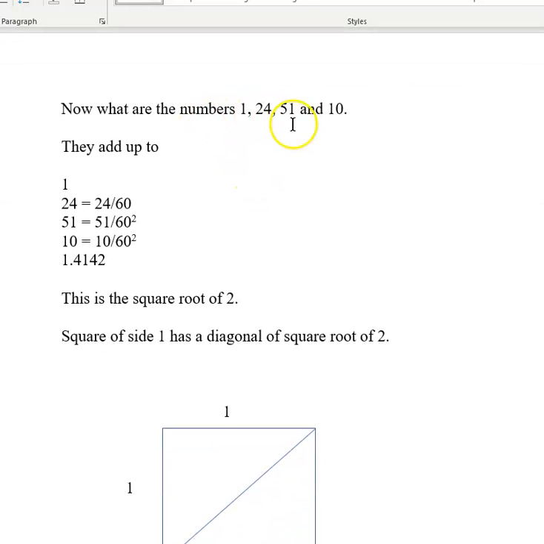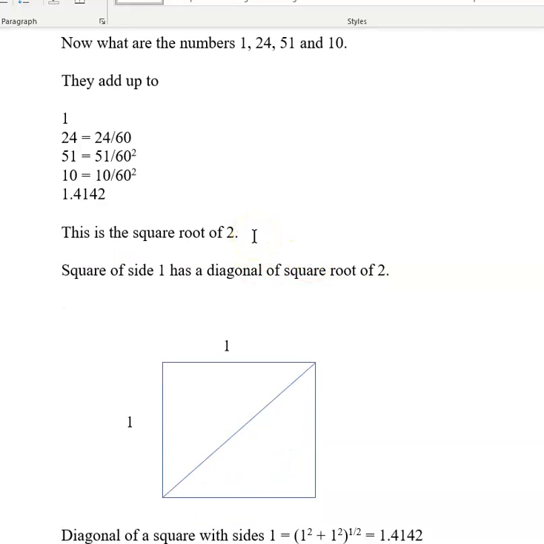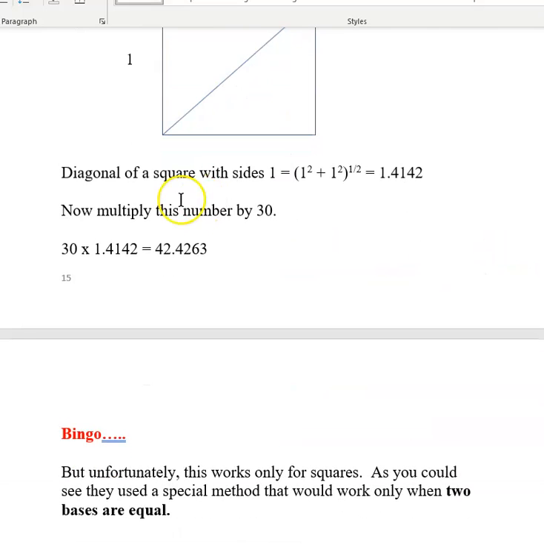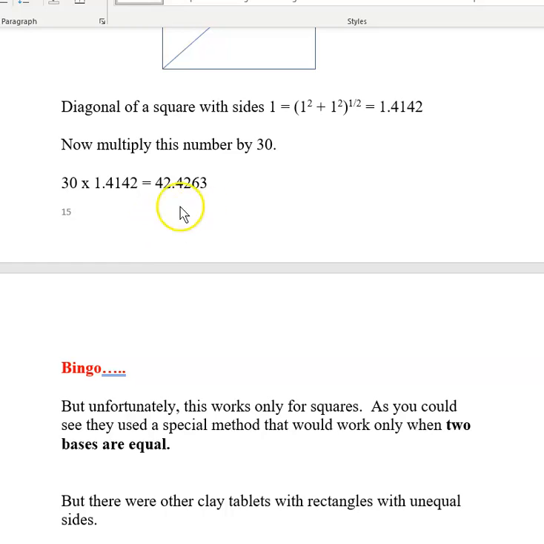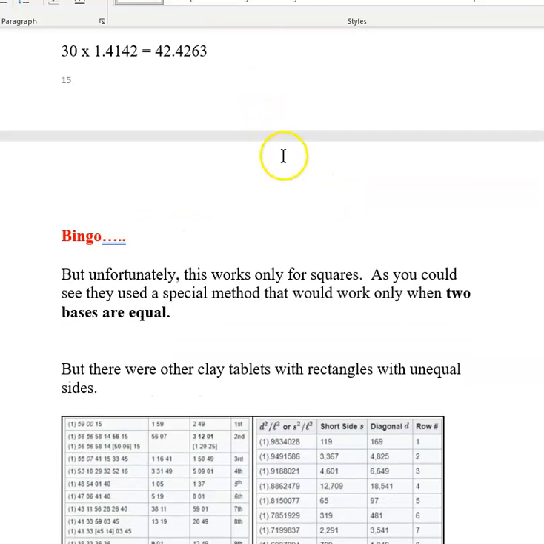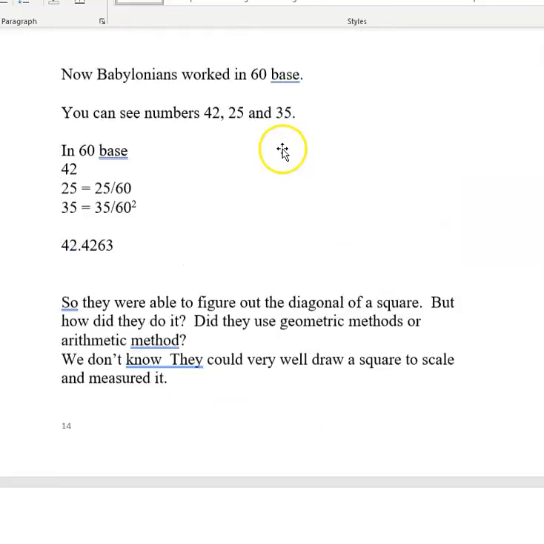Now what are the numbers 1, 24, 51 and 10? They add up to 1, plus 24 over 60, plus 51 over 60 squared, plus 10 over 60 cubed, actually. So it adds up to 1.4142. This is the square root of 2. So they did some calculation here. If the sides are 1 and 1, then the square root of 2 would be the diagonal. The diagonal of a square with sides 1 would be 1.4142. Now multiply this number by 30 and then you get 42.4263.